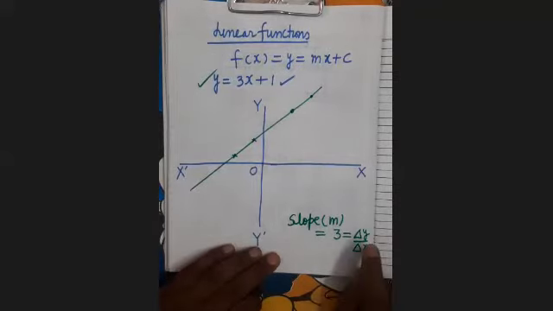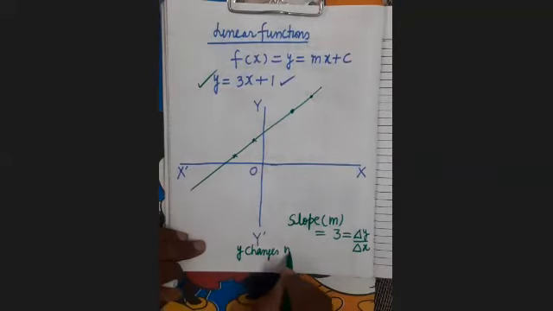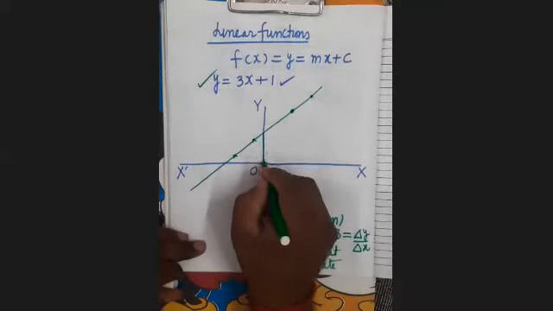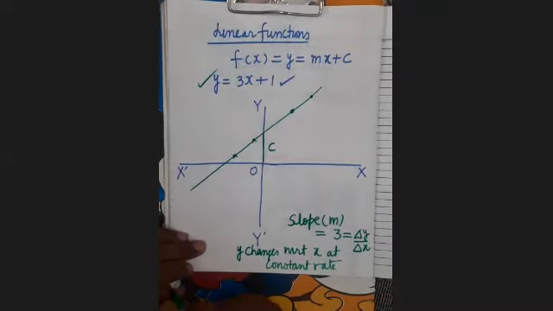You can say that y changes with respect to x at a constant rate. It's clear? What is c here? The value of c is this. This is the c. It's clear? y equals mx plus c.